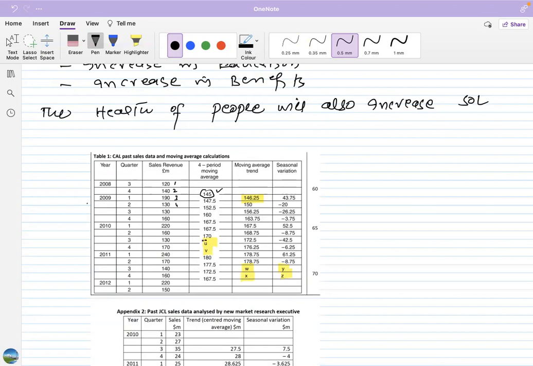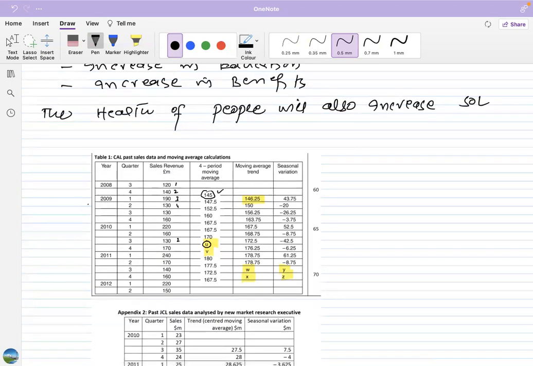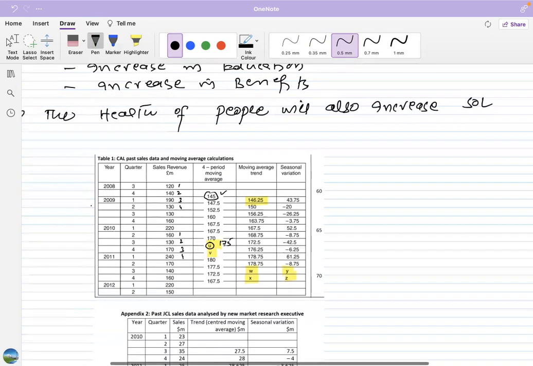Similarly, if we want to calculate the value for U, we need to identify the second and third quarter for U. This is the second for U because it's always written between second and third. This is the 3 for U. This is the 1 and this is 4. Just add them all: 160 plus 130 plus 170 plus 240 divided by 4. The answer is 175. Similarly, if we want to calculate the value for V, we can identify the quarters for V. Let's do that.